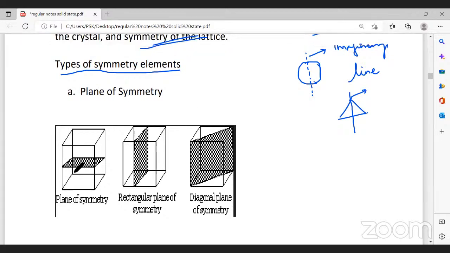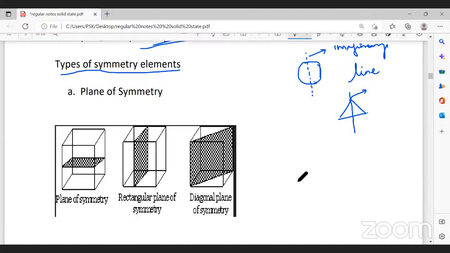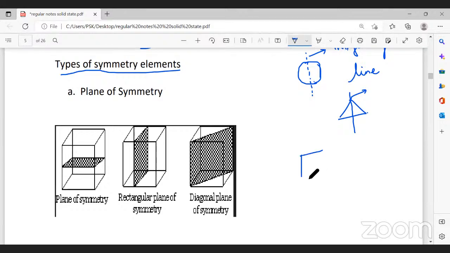Now, if you observe this, it's a simple cube. We are talking only with respect to a simple cube. If I represent a square like this and draw a line like this, the line divides the square into 2 equal halves. Therefore, we have symmetry. This is called a common plane of symmetry or general plane of symmetry.